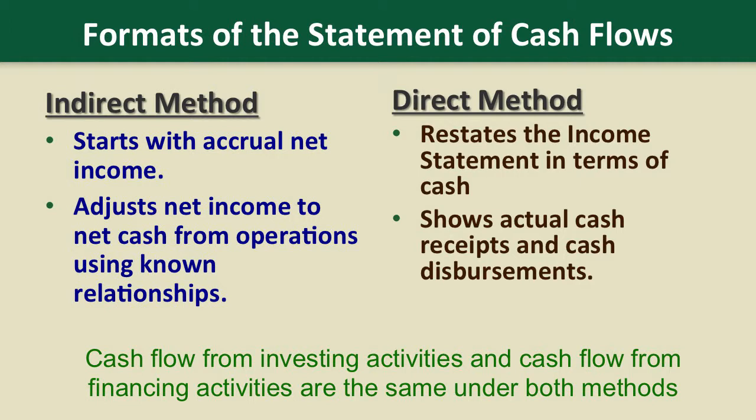Under the indirect method, we start with accrual net income, that is the number we see from the income statement, and then after that, we do some adjustments. Some of the adjustments are increases, some are decreases, and finally we reach the net operating cash flows. Under the direct method, we restate the income statement in terms of cash flows. So if you prepare the operating section under the direct method, you show all the cash inflows and all the cash outflows related with your operating activities.